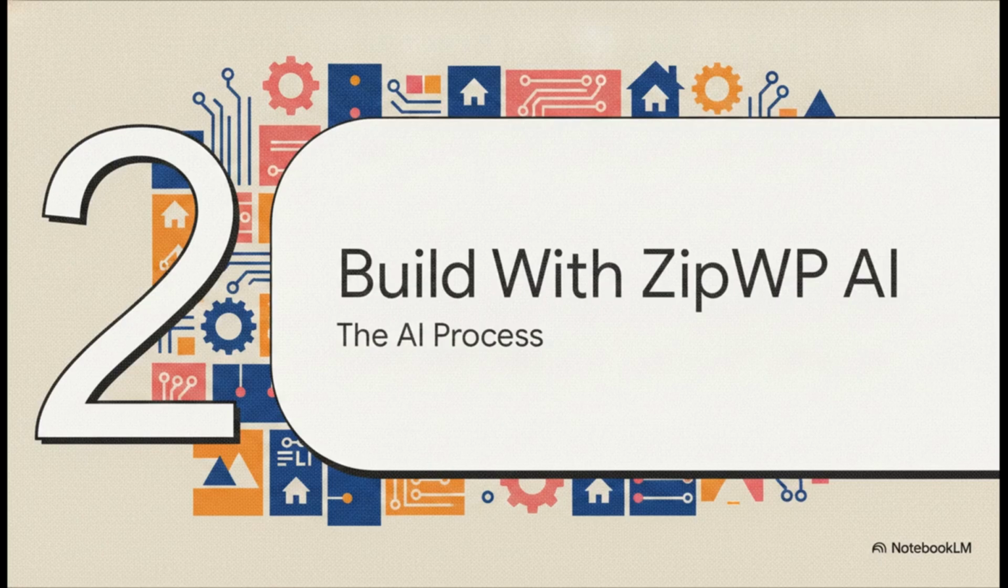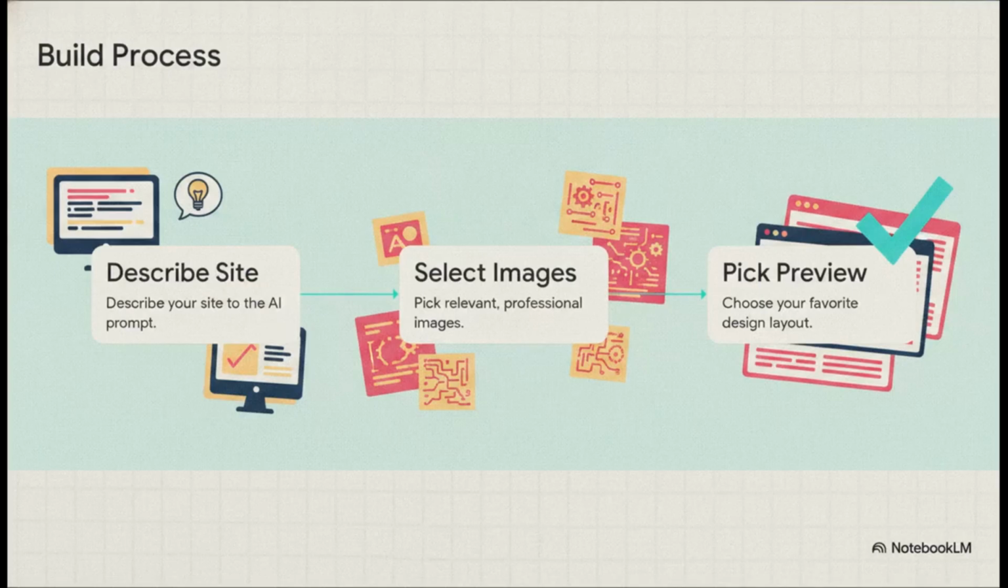Moving right along to section 2, building with ZipWP AI. Let's explore this AI process and see how it actually constructs your new digital home. The setup process is honestly just 3 exceptionally simple steps. You start by simply describing your site to the prompt. Like, you could just say you're building an educational coding blog. Next up, you select the images you want to feature. And finally, the AI goes ahead and generates a few different layout previews for you, and you just pick the one you love the most.